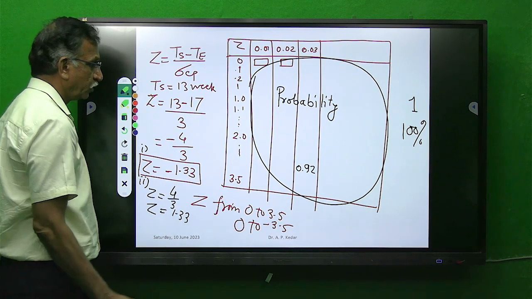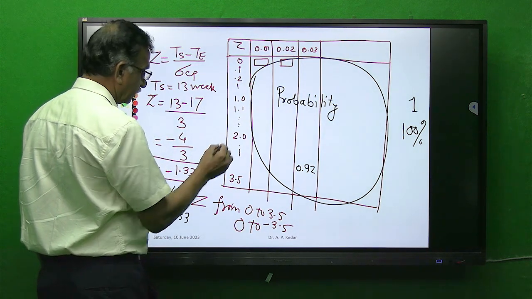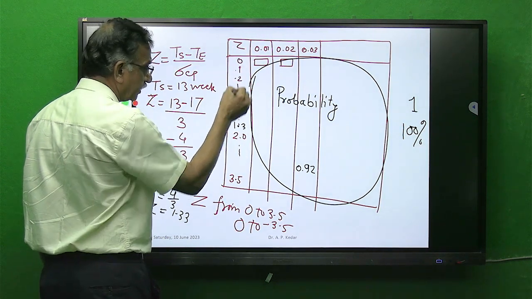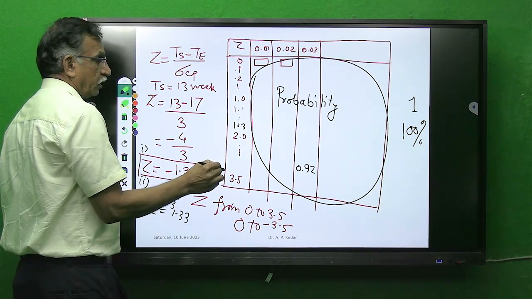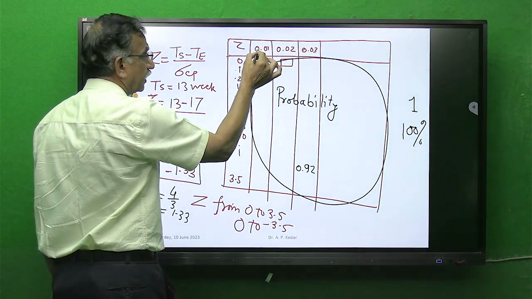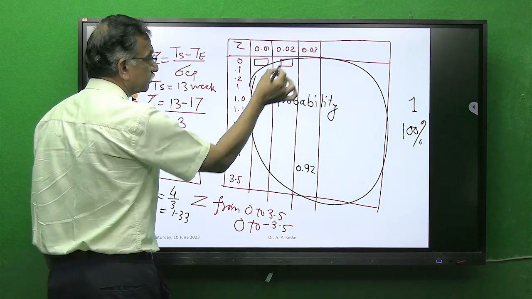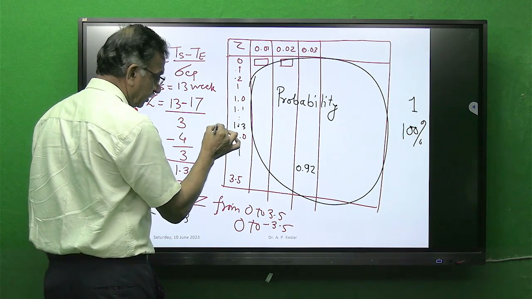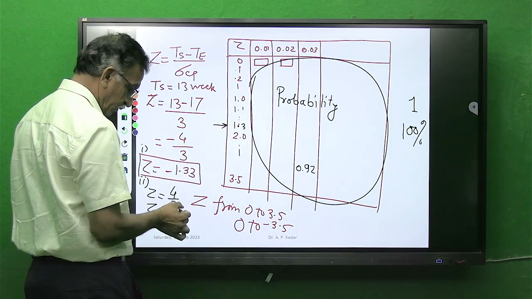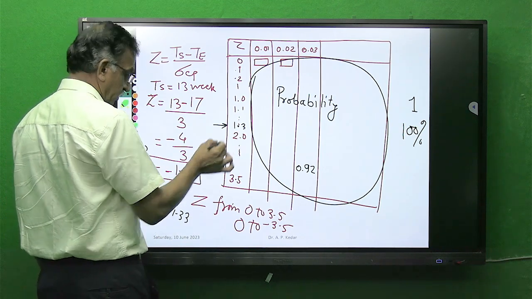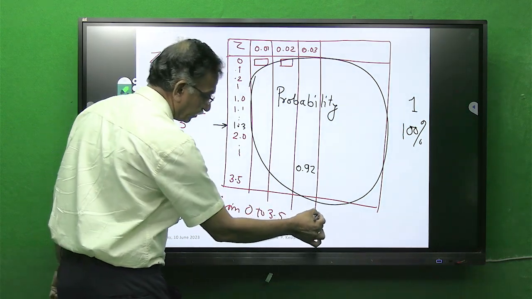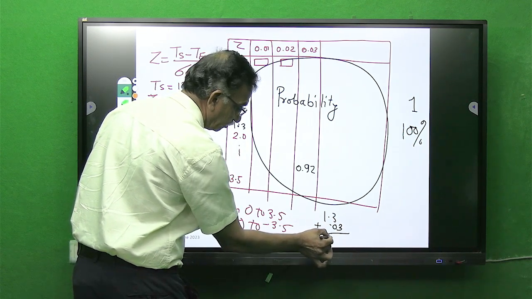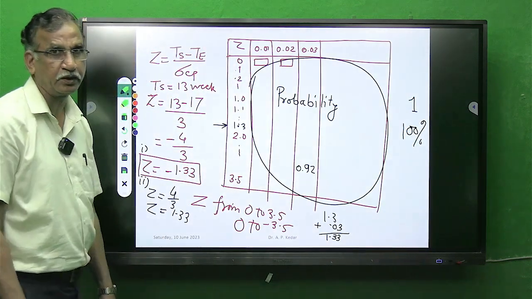So what I will do, here I am having the row value of 1.3 under Z. Here there are subdivisions like 0.01, 0.02, 0.03. Suppose we are taking this 1.33. So identify the row of 1.3. This is 1.3. Now you note 0.03. So 1.3 plus 0.03 is 1.33. How to read the table, that I am telling.